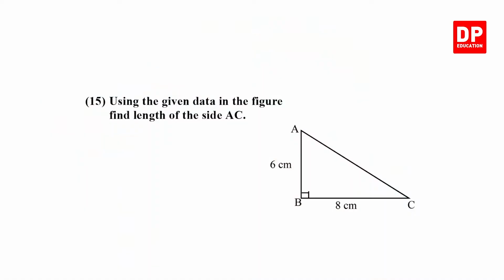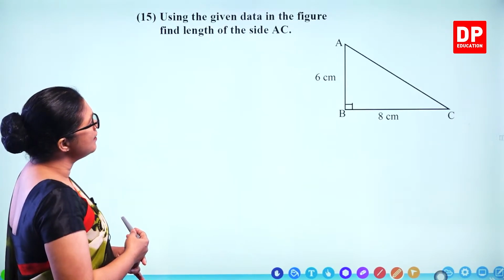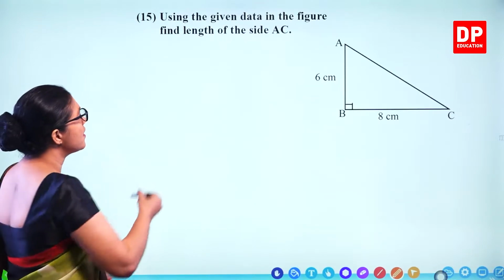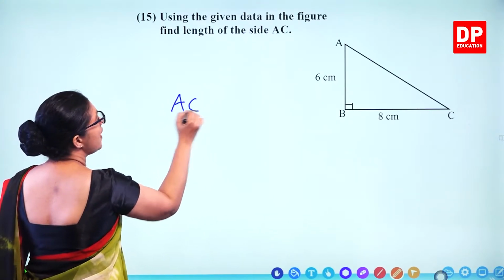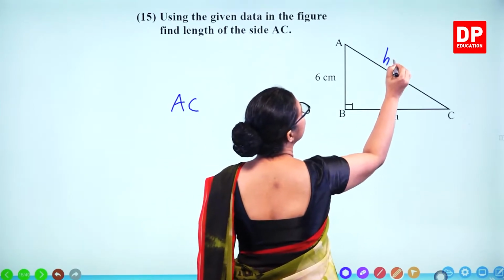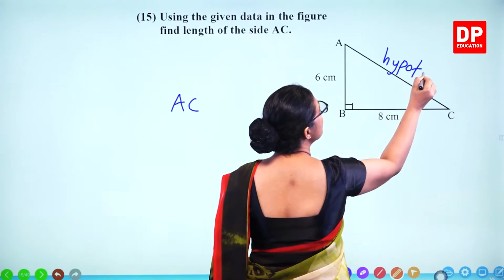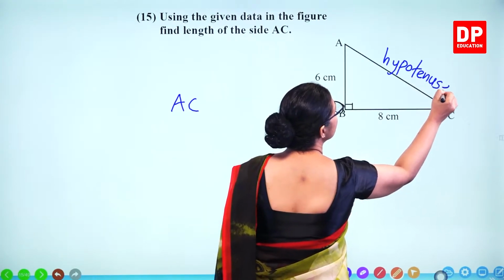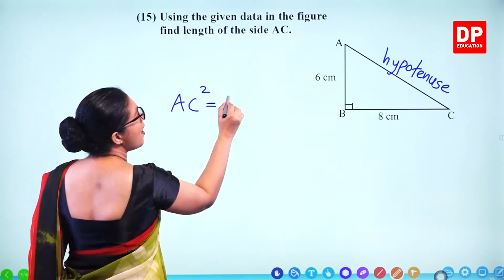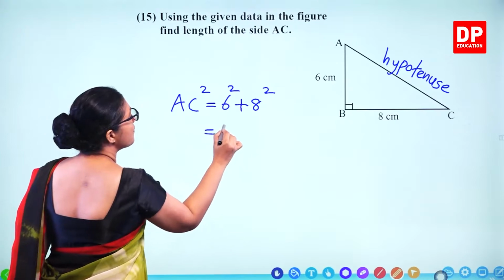Question number 15. Using the given data in the figure, find the length of side AC. So it's a right angle triangle. Use Pythagoras theorem. How do you use the Pythagoras theorem? This is the hypotenuse. Always the side opposite to 90 degrees is the hypotenuse. So AC squared is the sum of the squares of the other sides.